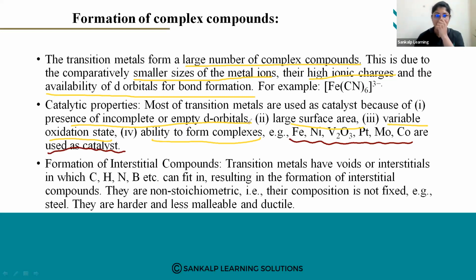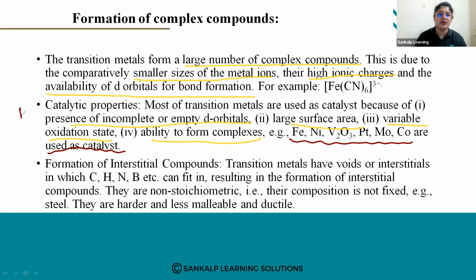So what are the catalyst properties? Why are the transition elements or metals acting as a catalyst? Because of the presence of incomplete or empty d orbitals. Next point is large surface area. Next point is variable oxidation state. Variable oxidation state means what? It will show different oxidation states.